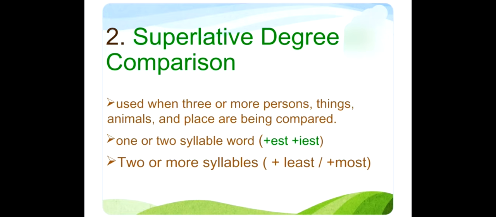Next we have superlative degrees of comparison. Superlative degrees are used when three or more persons, things, animals, and places are being compared. In the superlative degree we use a group of people, things, animals, or places, and then we pick one from it and discuss it. There are rules for it. If the word has one syllable or sometimes two syllables, we add est or iest. If the word has two or more syllables, we add most in a positive sense and least in a negative sense.